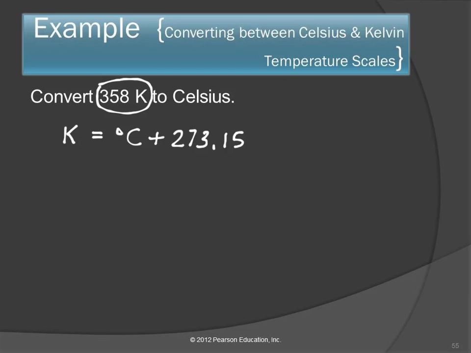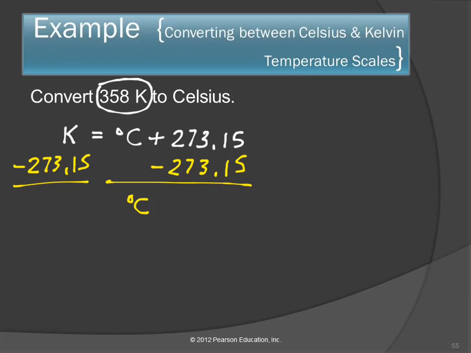So we have our equation, and this is going to give us the Kelvin temperature. But we want to know what the Celsius temperature is. So we need to rearrange this equation. So there's different ways to represent that. One way to do that is this way. So I'm going to subtract 273.15 from this side of the equation. And so 273.15 minus 273.15 is 0. And so I end up with just degrees Celsius on that side. If I subtract that from one side, I have to subtract it from the other side.